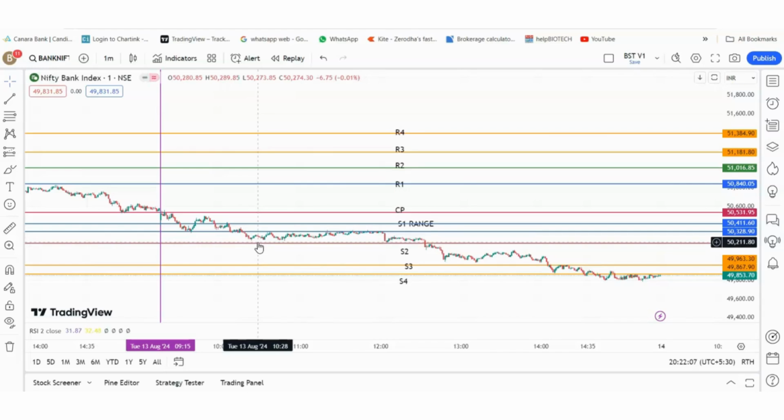If you can remember the pattern that I told previously, that it can happen that it will hover for some time between S1 and S2. So that has happened today. If you can see this range, you can see that it was basically going back and forth from S1 and S2. It was just going here and there, and then it managed to cross the support 2.